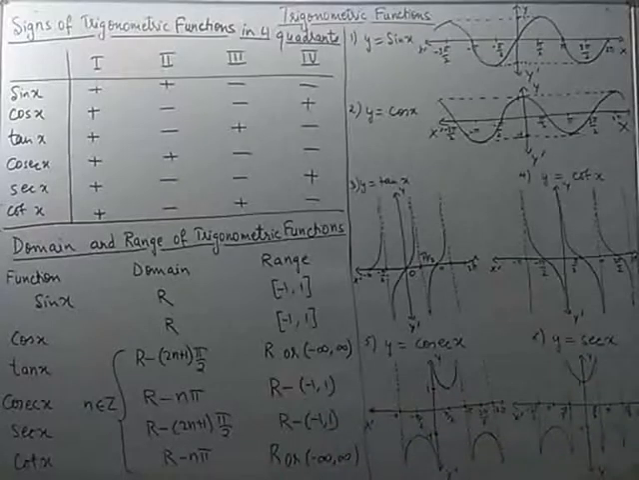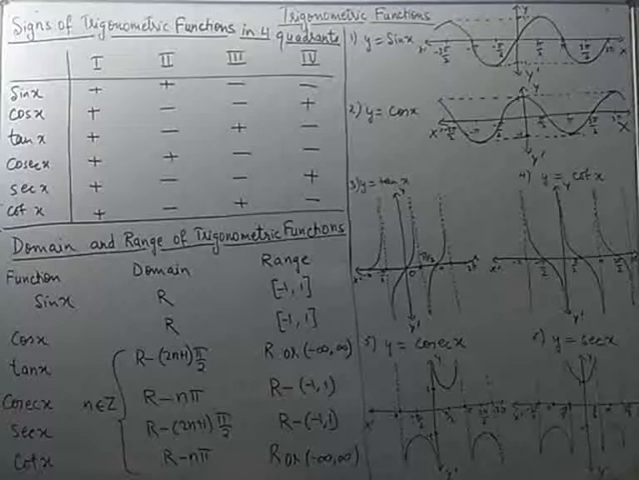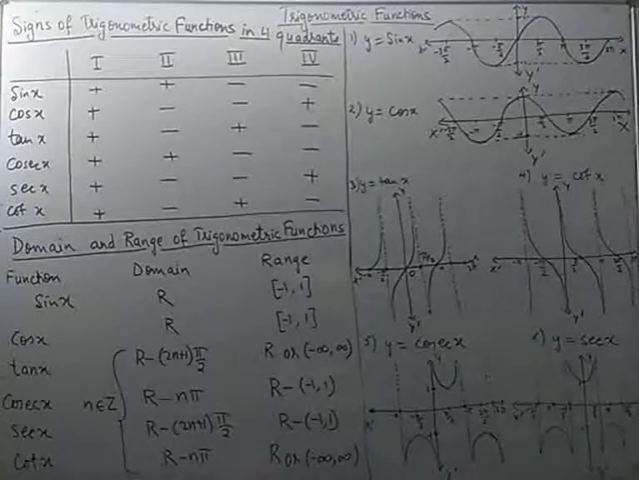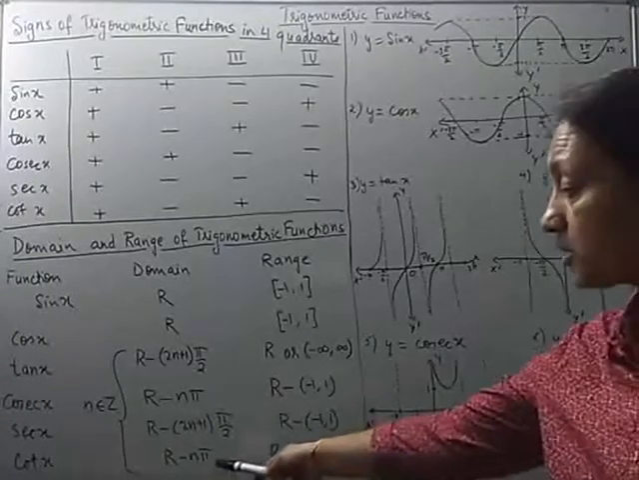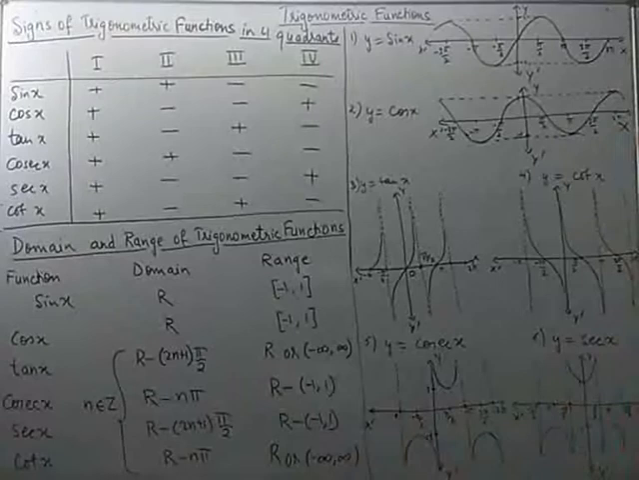Cot x, at which angle is cot not defined? If we talk about the angles between 0 to 90 degree, you must have seen cot 0 degree is not defined. So whenever the angle coincides with 0 or just opposite of it, 180, you will not be able to define cot. So for all the multiples of pi, cot is not defined.